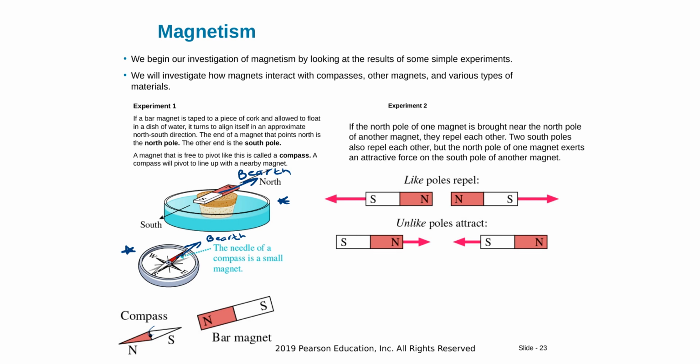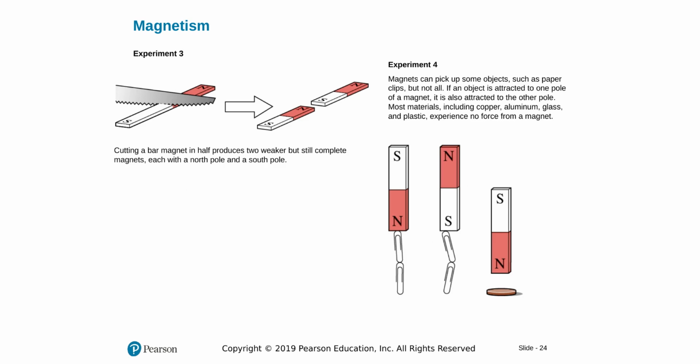And anytime we have a magnet, it will have a north pole and south pole. North pole and south pole look like plus and minus charges in electricity. If we try to put two north poles together, they will repel, or two south poles alike. If we put a north and south pole together, they will attract. So like poles repel, unlike poles attract, very similar to like charges repel, unlike charges attract.